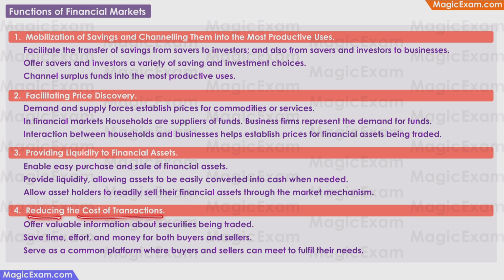The fourth one is reducing the cost of transactions. There are specific processes for the sale and the purchase of various securities in the financial markets. The fees, the commissions, the brokerage and other expenses are usually regulated. So the overall cost of transactions is controlled and reduced. Also, the markets allow useful information about various financial securities to be collected, analyzed and used by both the buyers and the sellers. And also by serving as a common platform for the buyers and the sellers, the financial markets save the time, the effort and also money for all the participating parties.